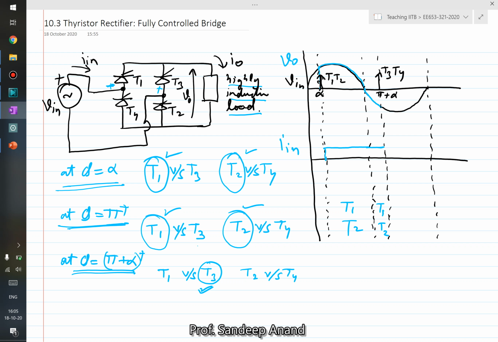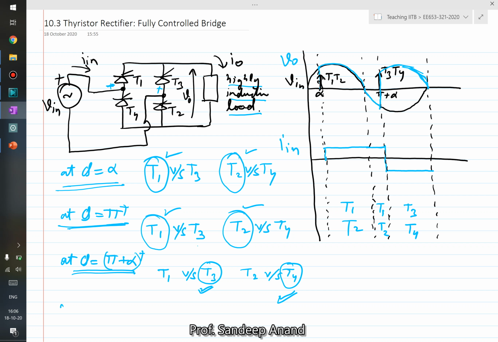Between T2 and T4, again, although T2 was previously conducting, you have given a trigger pulse to T4 also, so now potentially either of them can conduct. And now if you check the voltages, you realize that T4 is the one which is at a lower cathode potential, so T4 will conduct. So in this next phase, T3 and T4 conduct. If T3 and T4 conduct, then the input current is the negative of the output current, and the output voltage is the negative of the input voltage.